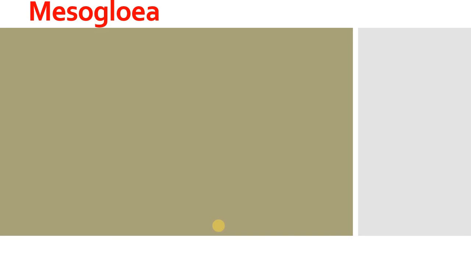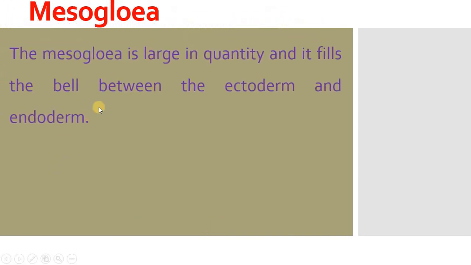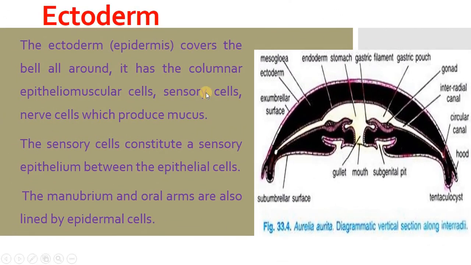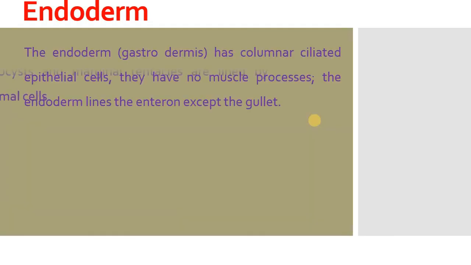Then is the mesoglea. The mesoglea is large in quantity and it fills the bell between the ectoderm and the endoderm. If we go back to the previous slide, this is the mesoglea part which is large in quantity and fills the bell between the ectoderm and endoderm. Now coming back to the mesoglea.